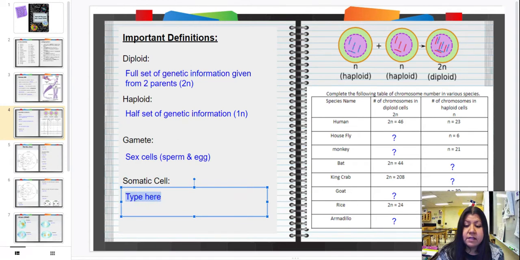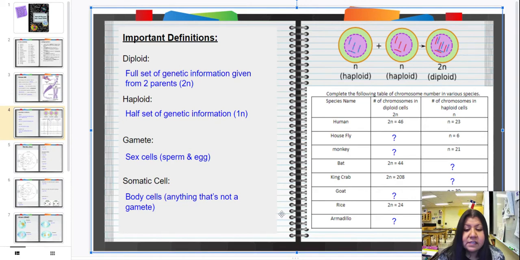Our somatic cell is going to be anything else besides a sex cell. Okay, so these are referred to as body cells. Okay, so anything that's not a gamete. Okay, so our skin cells, our liver cells, stomach cells, muscle cells, all of those things are somatic cells. So somatic cells are going to be diploid if we're talking about our genetic information.